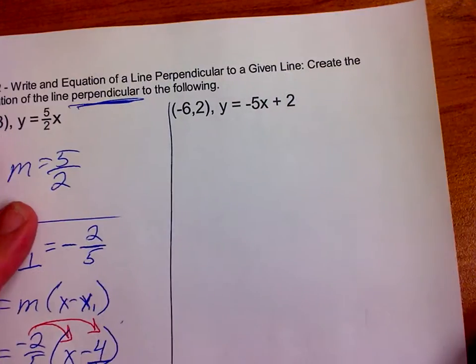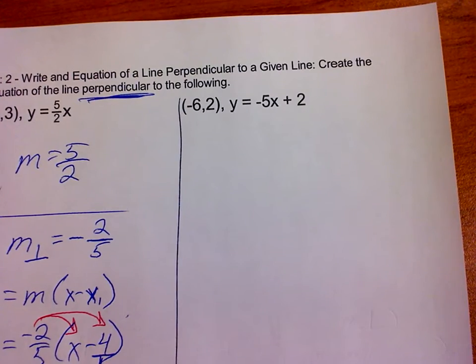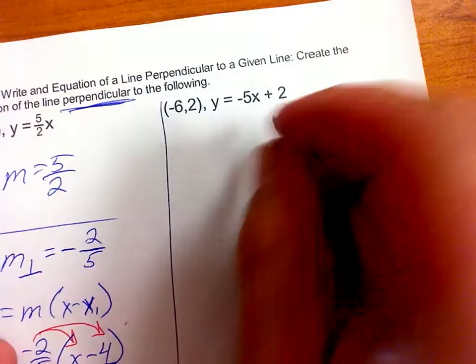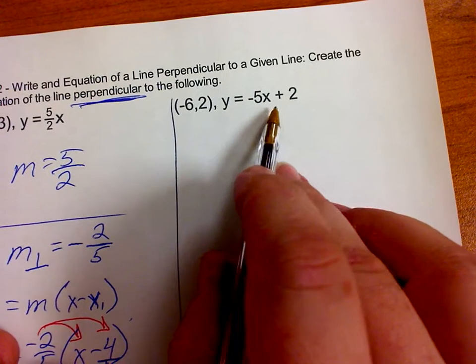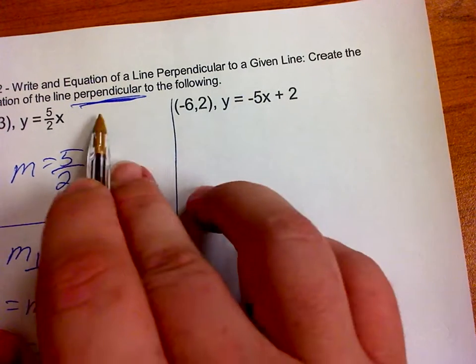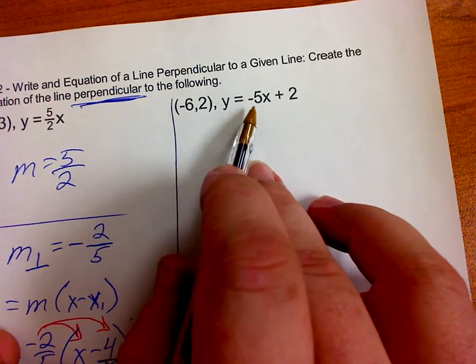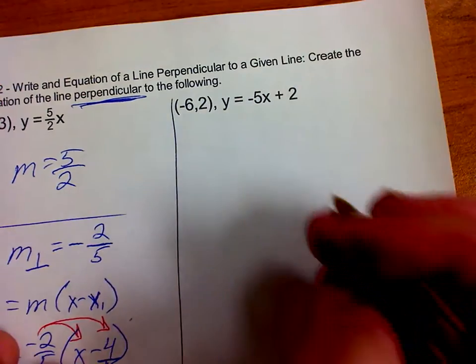All right? Let's go ahead and do this next one. If you want to try this one out on your own, go ahead and pause the video and try it. Okay, let's take a look at this one. We have a given point. We have an equation. We want to take the perpendicular slope. We want the line perpendicular to this one that also goes through this point.